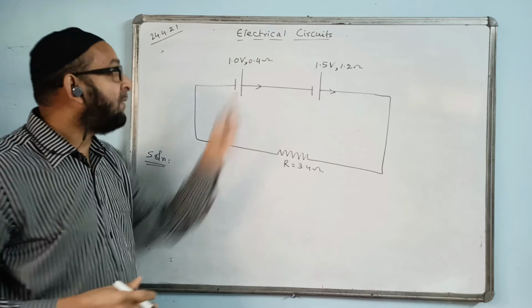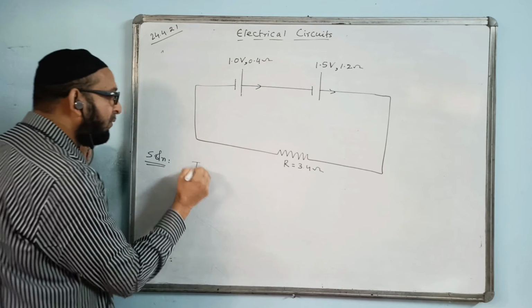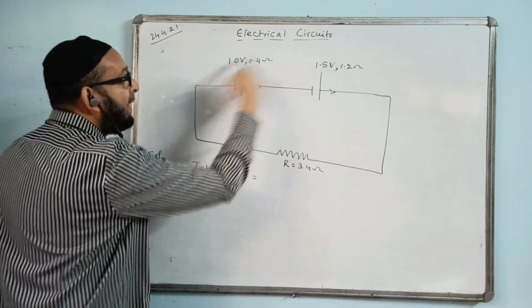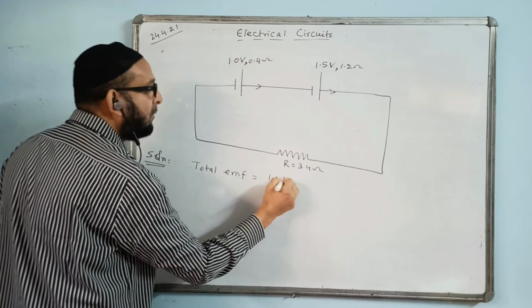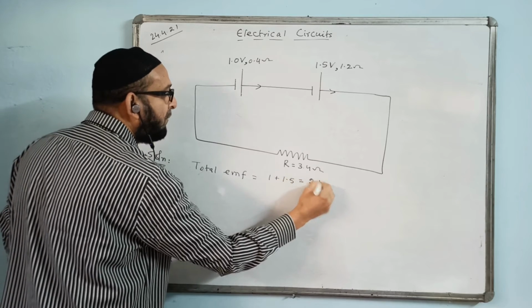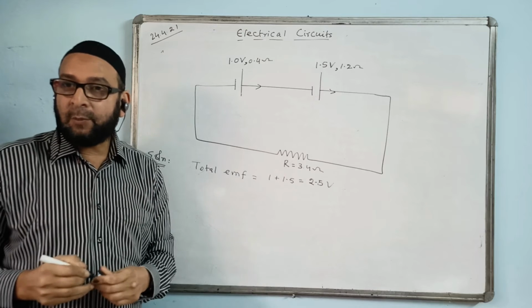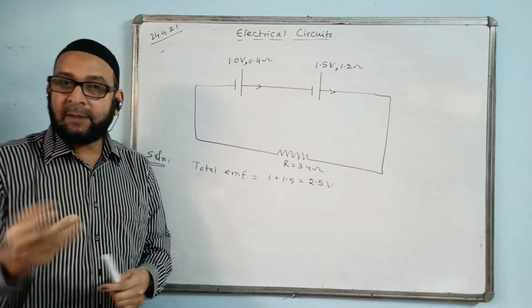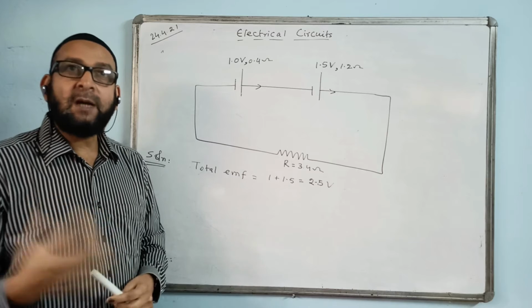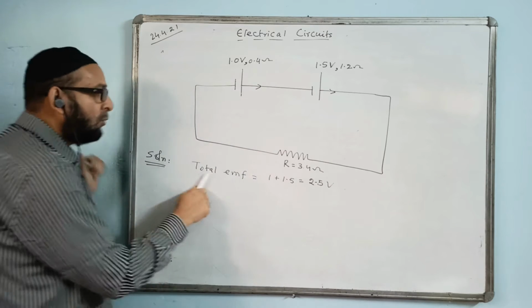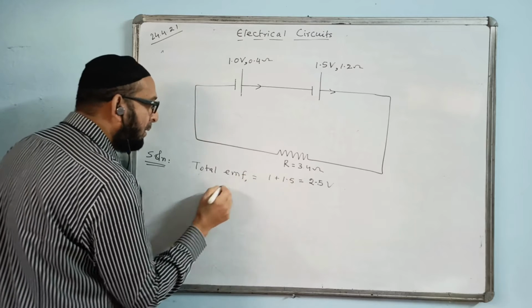The total EMF will be the addition. We write here total EMF is equal to 1 plus 1.5, that will come to 2.5. But if they give current in opposite direction, we will subtract: bigger minus smaller, and the direction of the bigger one will dominate. In case they give current in opposite direction, total EMF is this much.